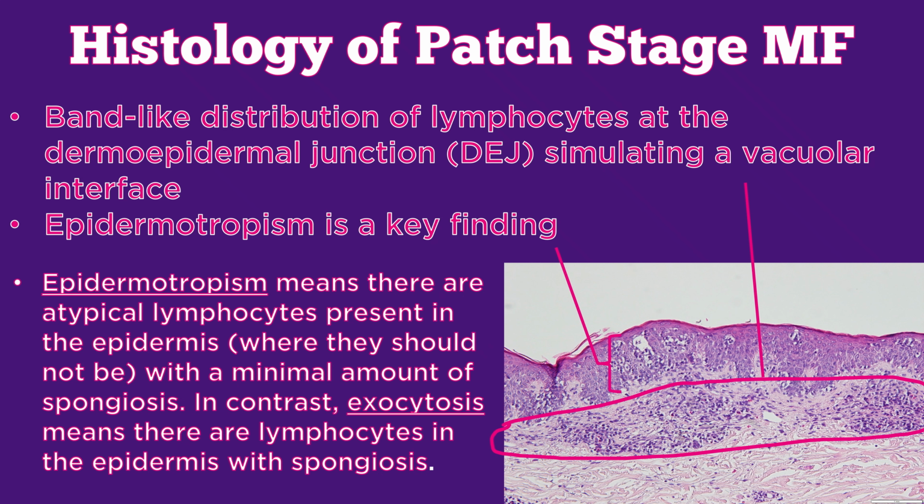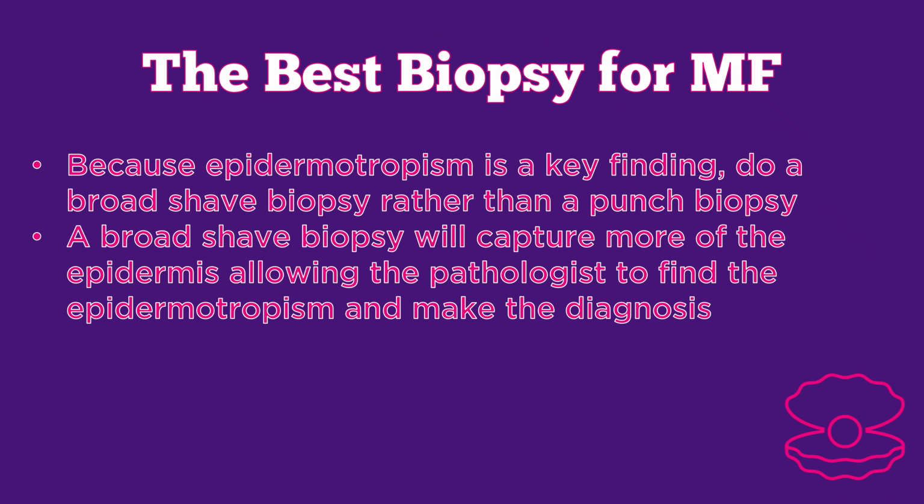Epidermotropism means there are atypical lymphocytes that are present in the epidermis where they shouldn't be, and they have a minimal amount of spongiosis to go with it. This contrasts with the term exocytosis, where there are lymphs in the epidermis with spongiosis. So since epidermotropism is a key finding in MF, it's important to do a broad shave biopsy rather than a punch, because you want to give your pathologist as much epidermis as you can to capture the epidermotropism.